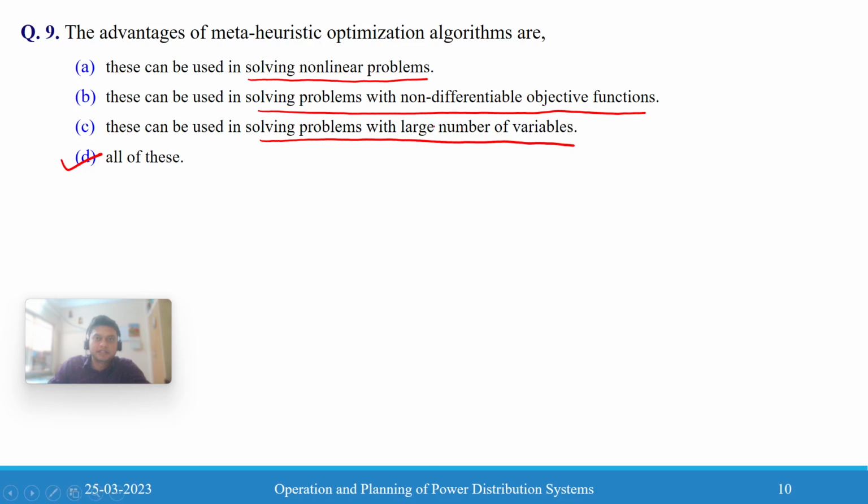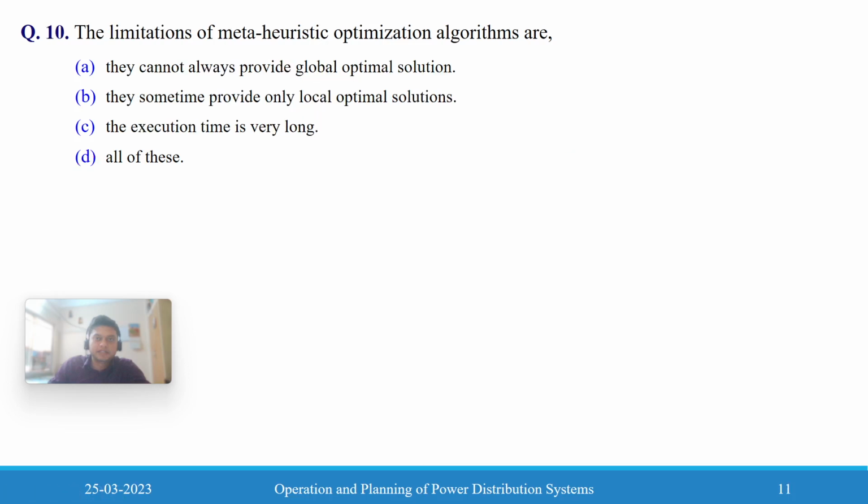So let us see the next problem. It is just the opposite of these advantages. So in this question it is asked about the limitations. The limitations of meta-heuristic optimization algorithms are. It is also a multiple select question in which multiple options can be correct.